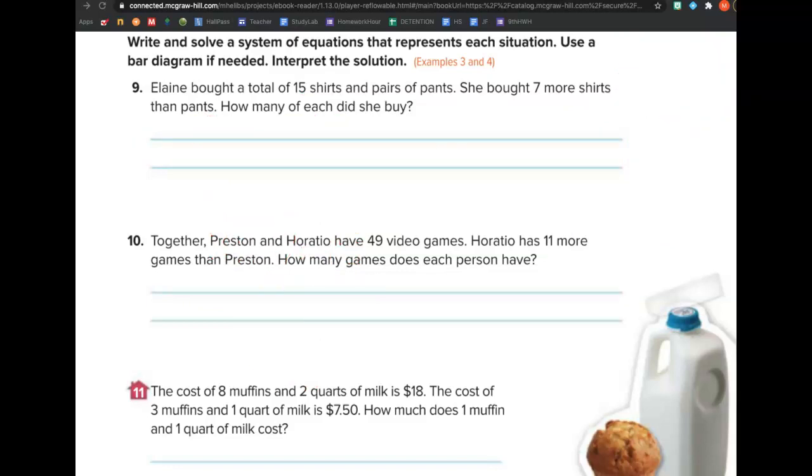Together, Preston and Horatio have 49 video games. Horatio has 11 more games than Preston. How many games does each person have? How many equations do I need to write? 2. How many variables do I have? 2. X and Y. What does X represent? What does Y represent? Ooh, no. Good guess though. I'm talking about 2 different people, right? So X can be Preston, and Y can be Horatio.